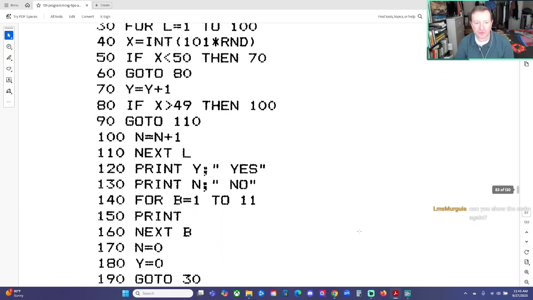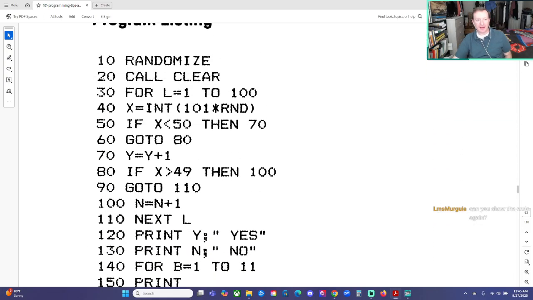It won't all fit on one screen, but you can see the bulk of it. So we've got a RANDOMIZE statement, a CALL CLEAR statement that clears the screen. Line 40 is basically a random number generator that generates a number between 0 and 100. We got a couple of IF-THEN statements. If it's less than 50, then go to line 70.